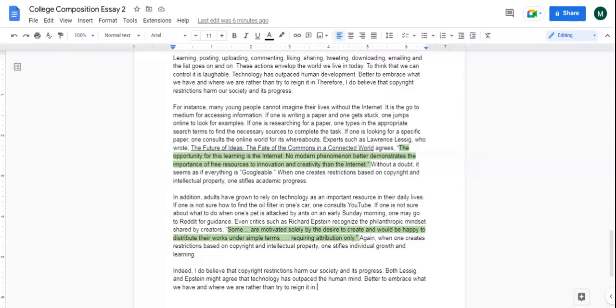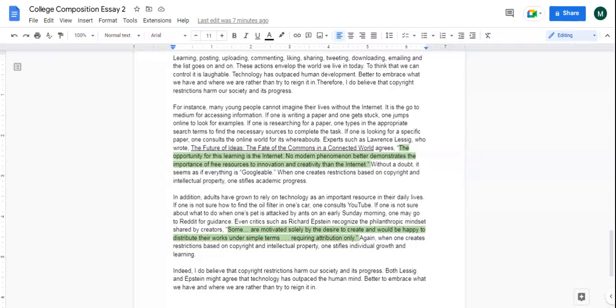So let's take a look again, right writers, at what we have. I'm going to go ahead and take it from the top: introduction, then I'll move into the two body paragraphs, then the conclusion. Learning, posting, uploading, commenting, liking, sharing, tweeting, downloading email, and the list goes on and on. These actions envelop the world we live in today. To think that we can control it is laughable, and I probably should have put a comma right there. To think that we can control it is laughable. Technology has outpaced human development. Better to embrace what we have and where we are rather than try to rein it in. Therefore, I do believe that copyright restrictions harm our society and its progress.